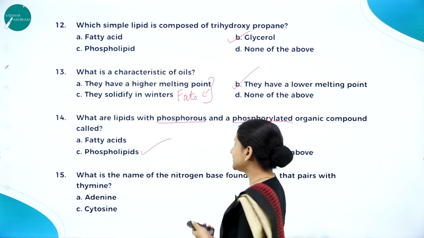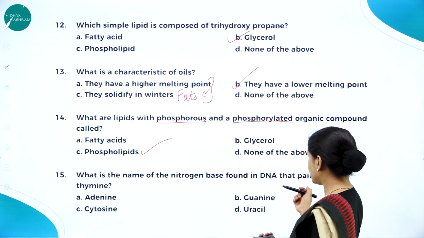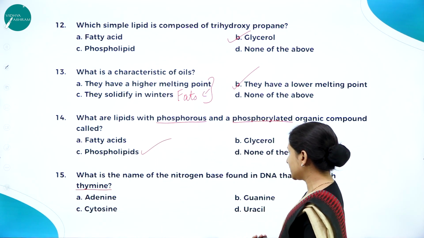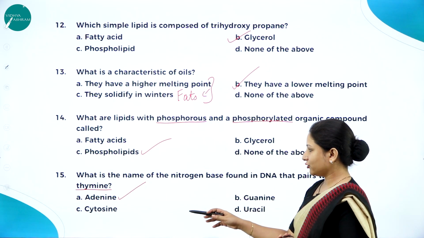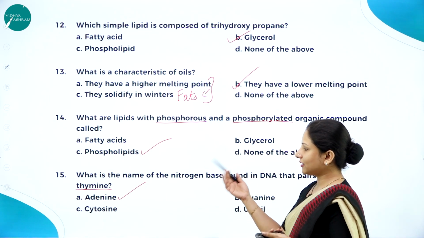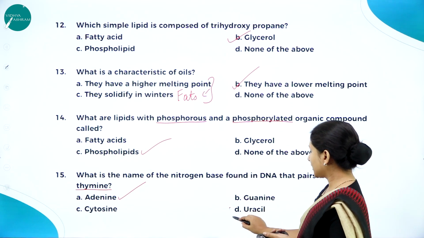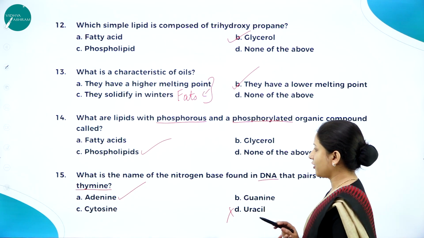Next question. What is the name of the nitrogen base found in DNA that pairs with thymine? We have to find out what pairs with thymine. Adenine. What pairs with guanine? Cytosine. What pairs with adenine? Thymine. What pairs with cytosine? Guanine. Uracil you cannot consider here because we are talking about DNA, and in DNA uracil is not there.